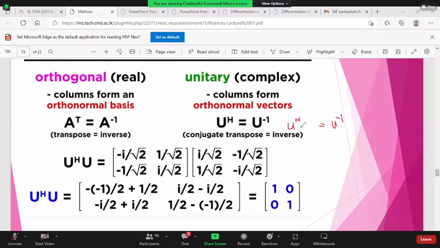So I'm going to multiply both sides of this equation with U.